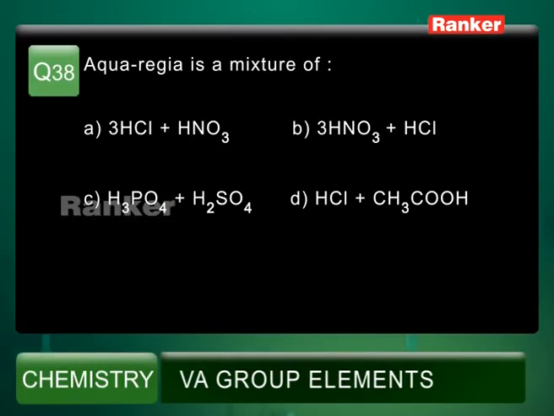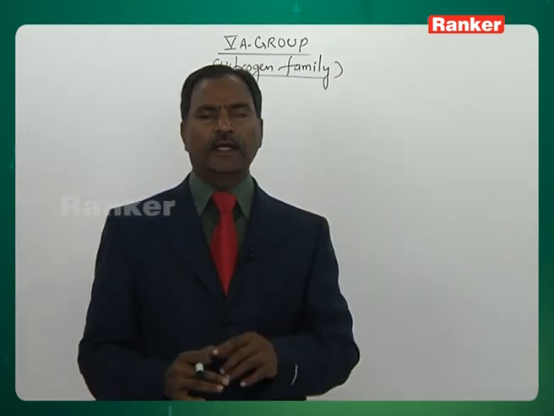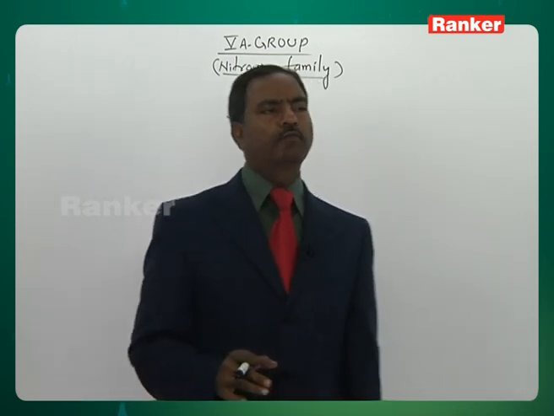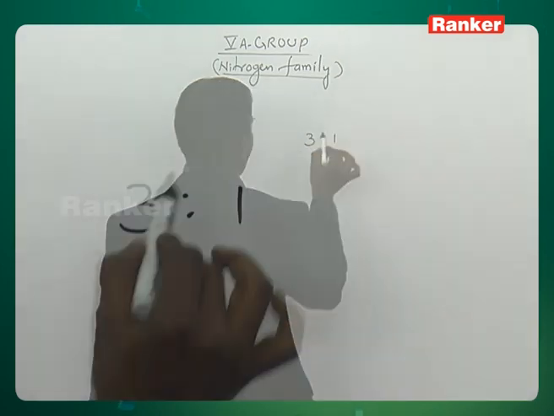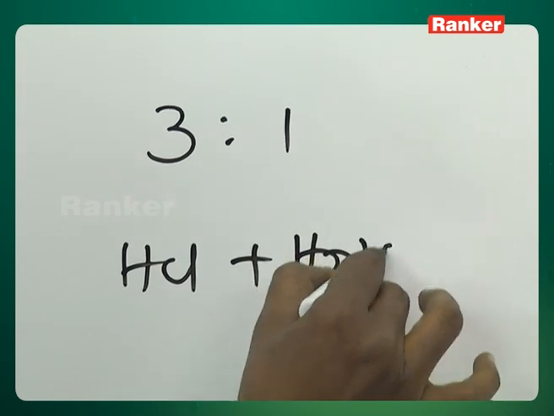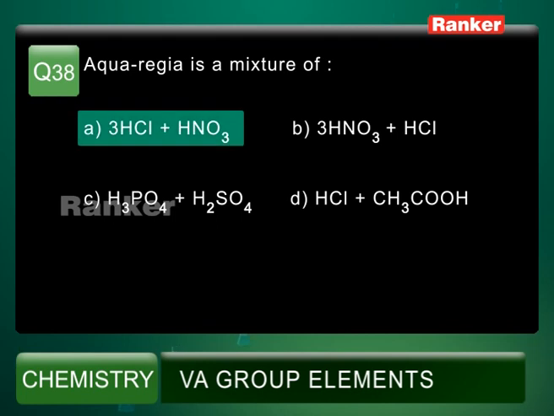Aqua regia is a mixture of: A, HCl and HNO3; B, 3HNO3 plus HCl; C, phosphoric acid and sulfuric acid mixture; D, HCl and acetic acid mixture. You would know about aqua regia; many times it is the best solvent for any metal. It is actually a 3:1 mixture of HCl and HNO3. Therefore, question number 38, answer is A.